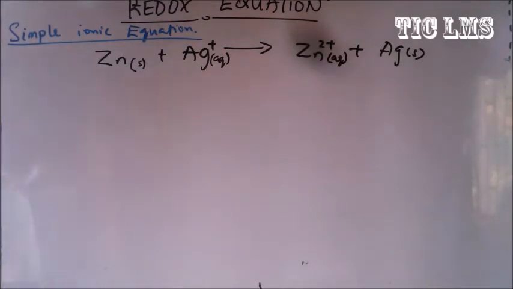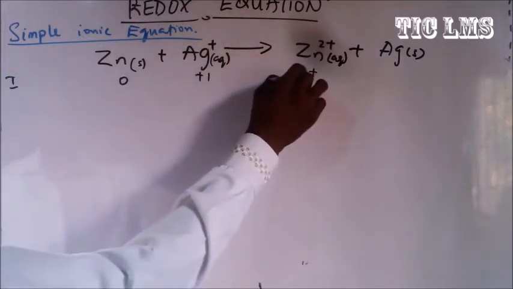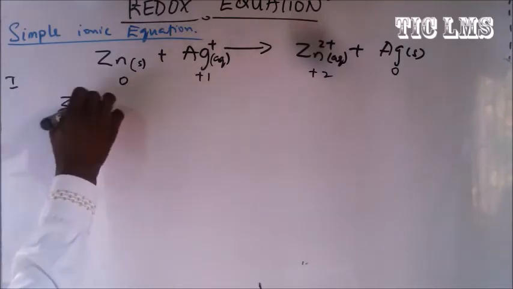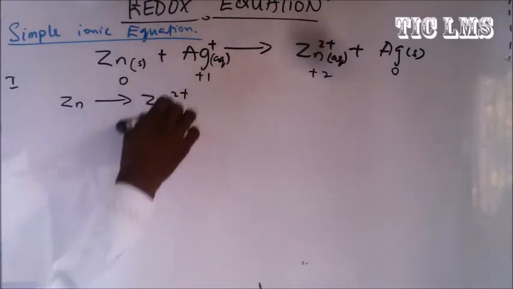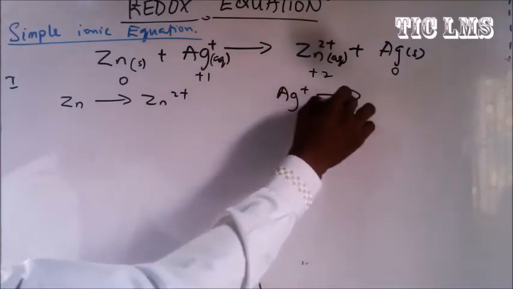First, we write the oxidation number of each of the elements and the ions. Here, zinc has 0, plus 1, plus 2, and 0 as their oxidation number. Next, we'll write the half-cell equation for both the oxidation and the reduction. First, we have zinc becoming Zn2+, and then we have Ag+ becoming Ag.